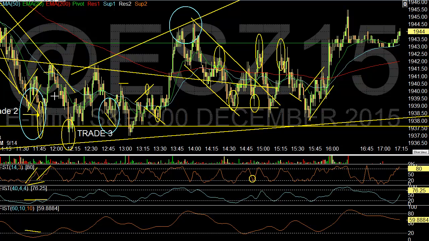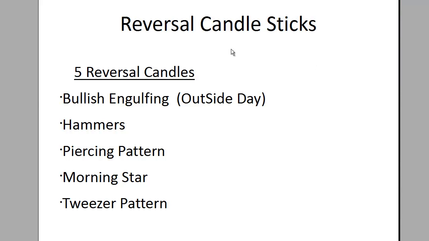Let's talk about what candles we want to use for a reversal candle. All right, let's just finish off the video with what kind of candles we want to use as a reversal candle. Let me get to that right now. All right, these are just a few of the candles you'll see that I pay attention to.